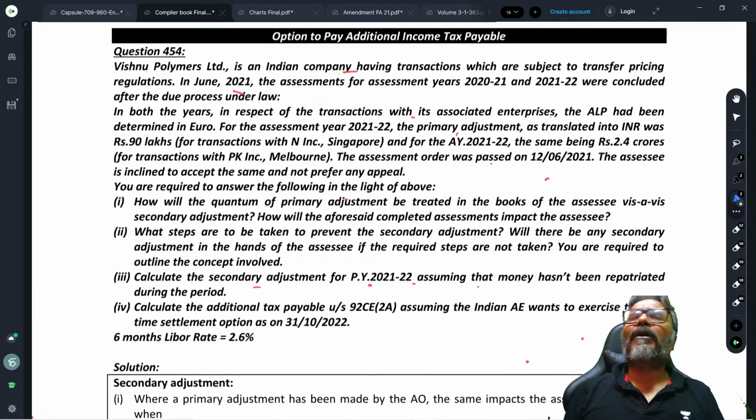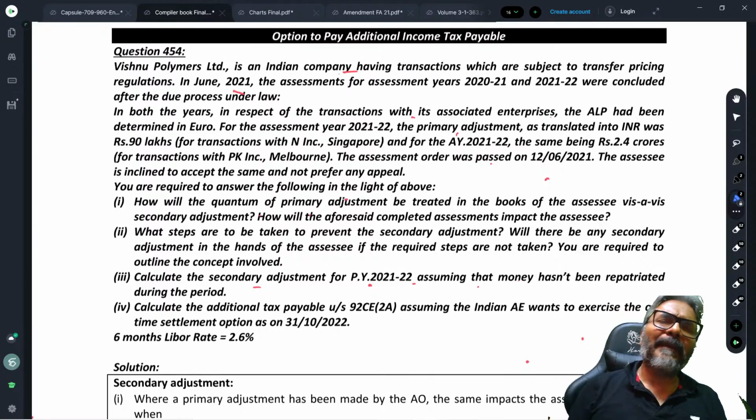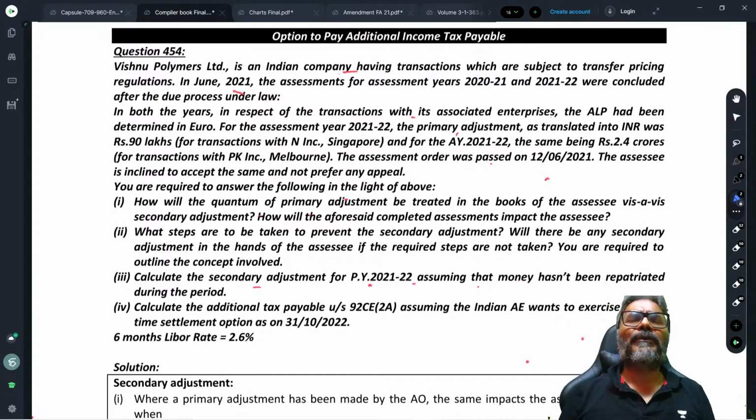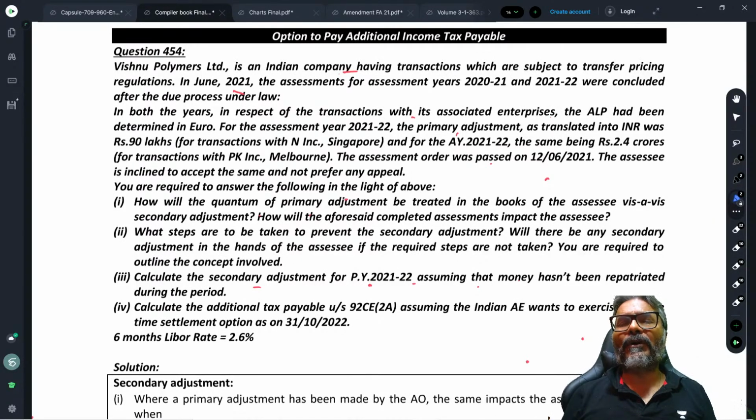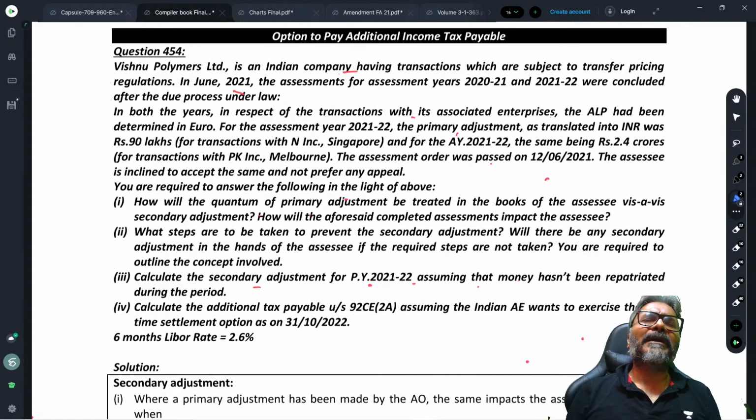Once the order has come, thereafter that order has to be accepted. The assessee does not have any chance once the court intervenes, and in that case the order of the court will be considered the relevant date, and thereafter the interest would be calculated. I hope all of you are clear with this one.